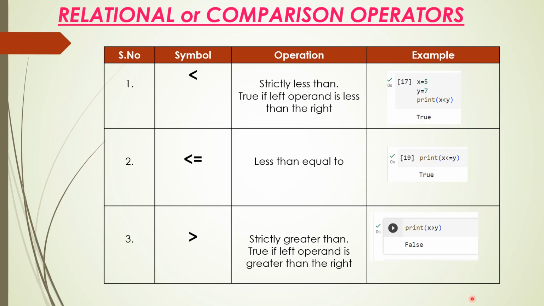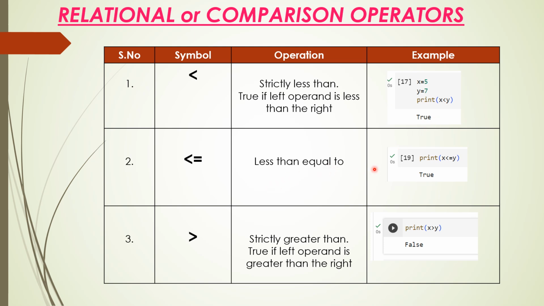Next is the relational or comparison operator. This shows the less than operator, and this is the greater than operator. If I use this operator, then the result will be true if my left operand is less than the right one. For example, take x equal to 5 and y equal to 7, and I print x less than y. Of course, 5 is less than 7, so it becomes true. If I put y less than x, then the answer will be false.